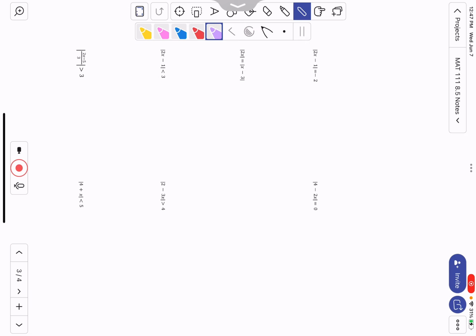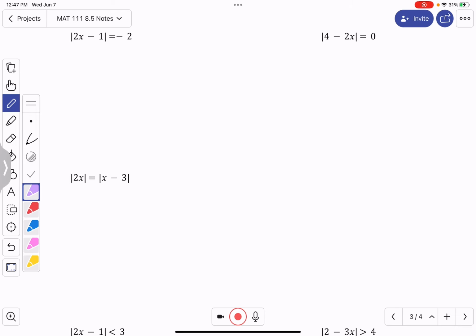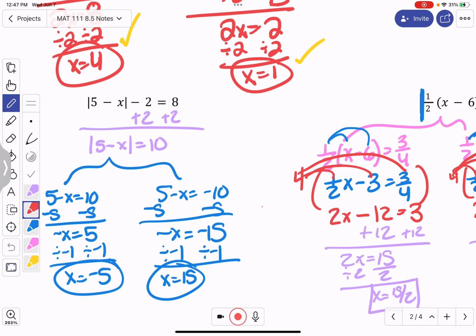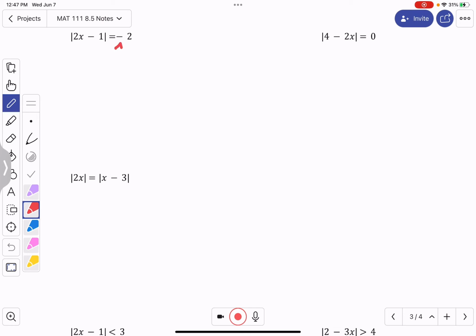Now let's look at this first one. Absolute value of 2x minus 1 equals negative 2. Now I know over here I said you're going to find a positive and a negative, but we get rid of the absolute value when we do that. Here we're trying to say that the number that comes out of the absolute value is negative. Well, that's not possible because absolute value has to be positive, so there's no solution.